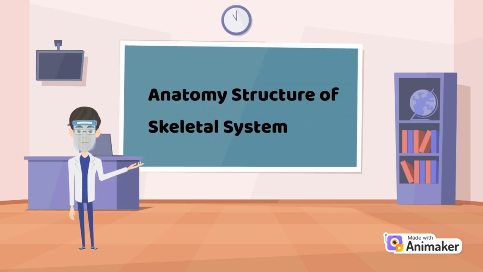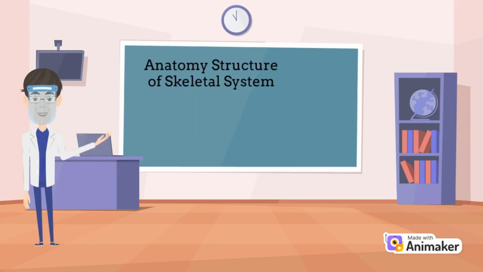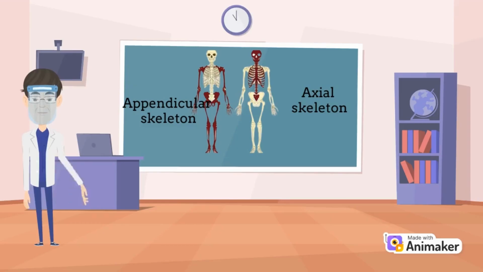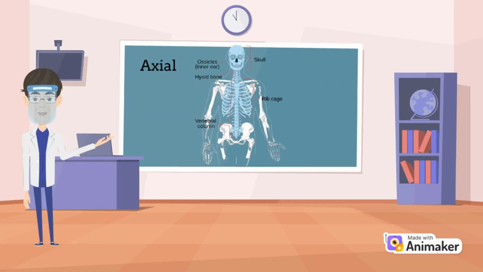Next, I am going to talk about the anatomy structure of skeletal system. The skeleton is the framework of the body. The skeleton is divided into two major sections, which are the axial skeleton and the appendicular skeleton. The first section is the axial skeleton, which consists of the skull, spinal column and sternum.